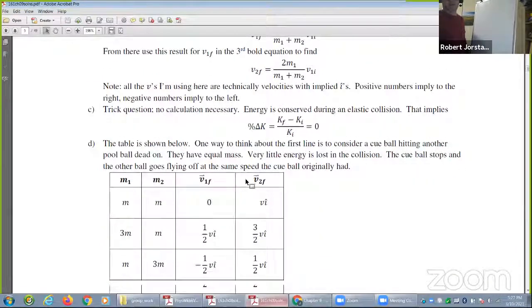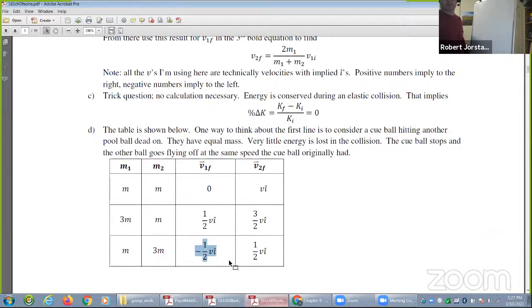And look what you get. Sometimes you get negative velocities here, right? And then here, notice you do get the same momentum before and after. It's kind of crazy. Look at this weird one. If you use two equal mass objects, the first one stops, transfers all of its momentum to the second one. That's like hitting a pool ball dead on. Maybe you've played pool before.